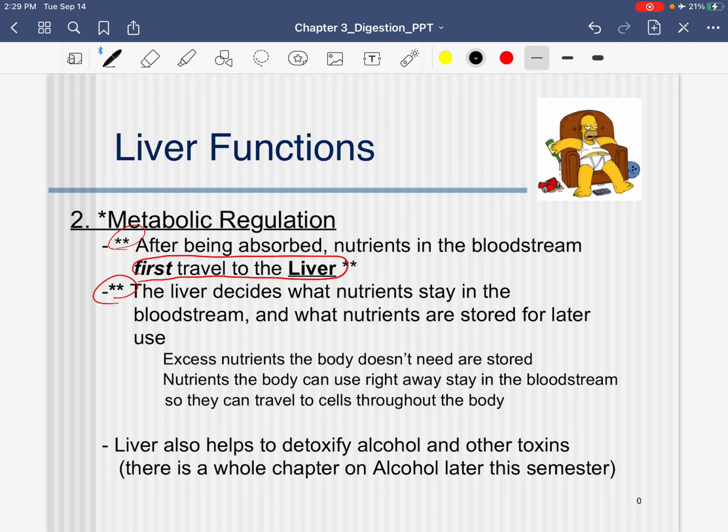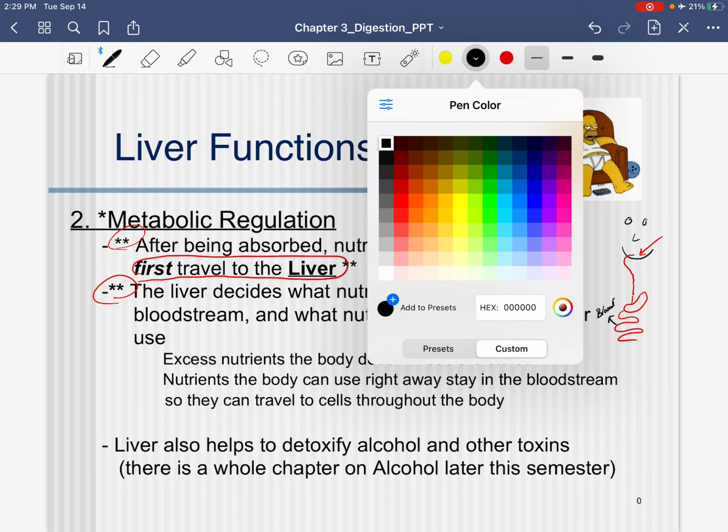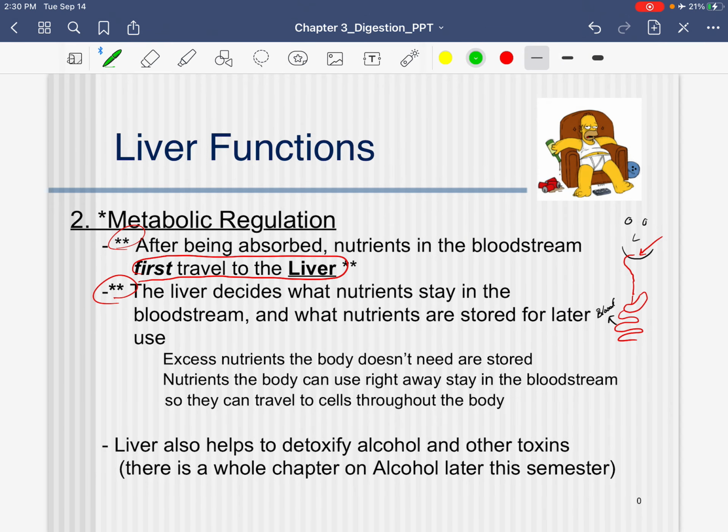So we bring in that food. It tastes so yummy. We bring in that food. It goes down the mouth, trachea, esophagus, down to the stomach, which leads to the small intestine. And as we know, it is in the small intestine where those nutrients are absorbed into the bloodstream. Well, after nutrients are absorbed into the bloodstream, where do they go? Liver.